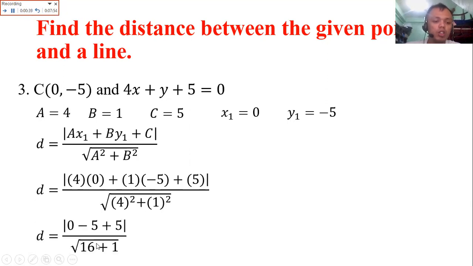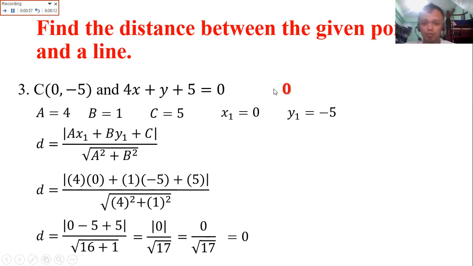4 times 0 is 0. 1 times negative 5 is negative 5, plus 5, all over 16 plus 1. The square root of 16 plus 1 is 17. 0 minus 5 plus 5 is 0. So we have 0 over the square root of 17. Therefore, the distance is 0.